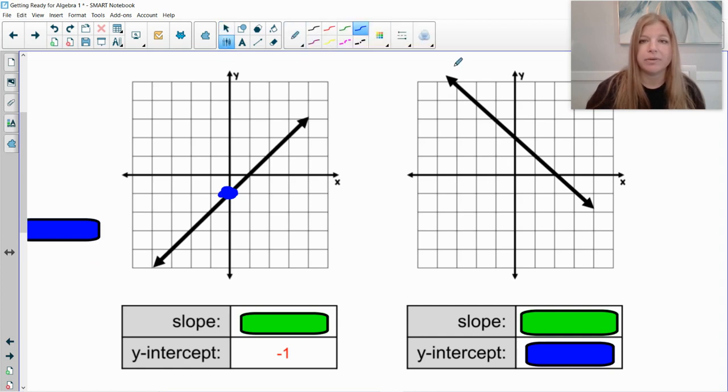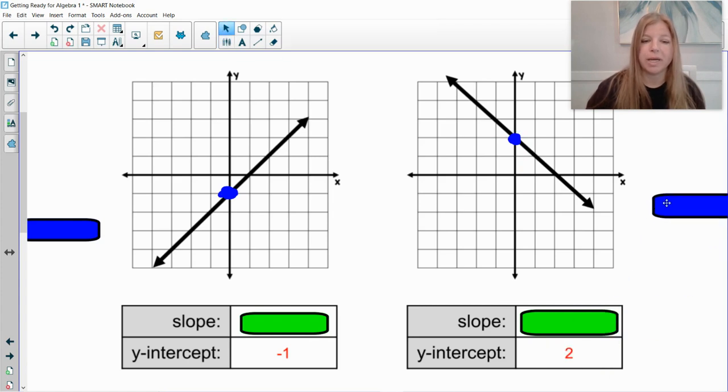Whereas look at the graph on the right. Here it's crossing the y-axis at this point. What's the value of the y-axis at exactly this point? It's at positive 1, 2. So the first graph has a y-intercept down at negative 1. The second graph has a y-intercept at positive 2.